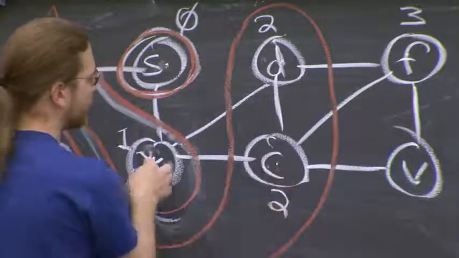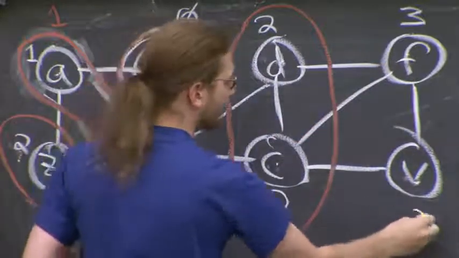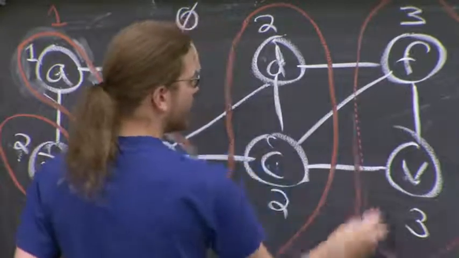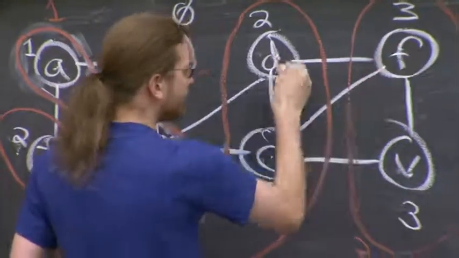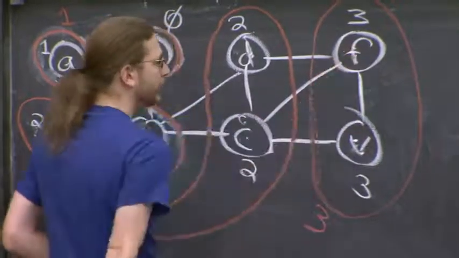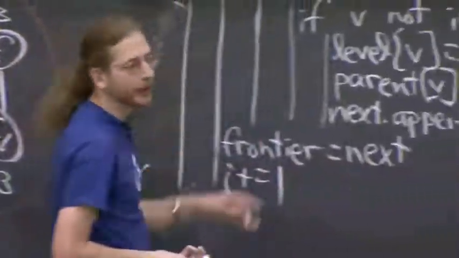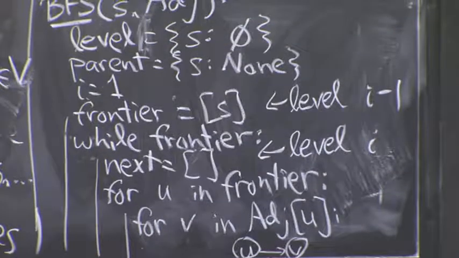Then we look at C. There's X. That's been done. D's been done. F's been done. V has not been done. So this becomes a frontier at level 3. Then we look at level 3. There's F. D's been done. C's been done. V's been done. We look at V. C's been done. F's been done. Nothing to add to next. Next becomes empty. Frontier becomes empty. The while loop finishes. Ta-da! We've visited all the vertices.